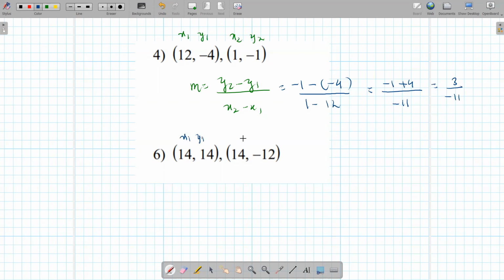Okay. Same thing for this one. You just want to make them x1, y1, and x2, y2, and then do y2 minus y1. So -12 minus 14 over 14 minus 14. What does this give? This will give us -26 on the top. What about in the denominator? 0. So what's -26 over 0?